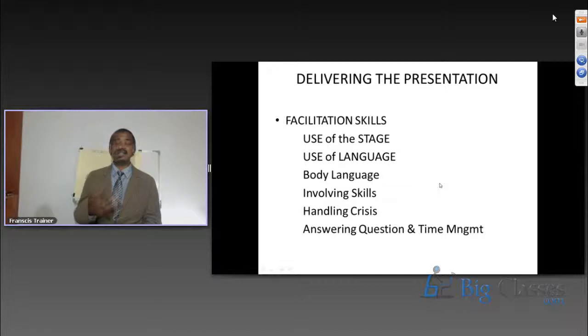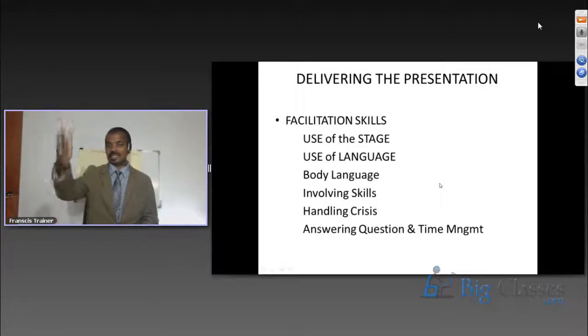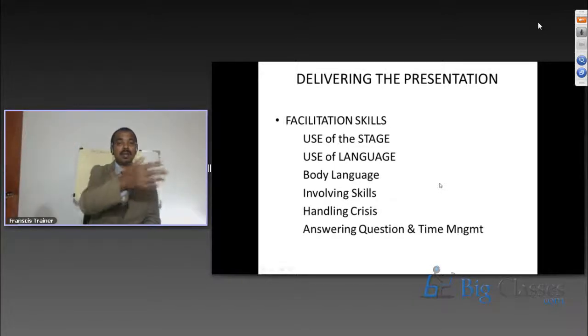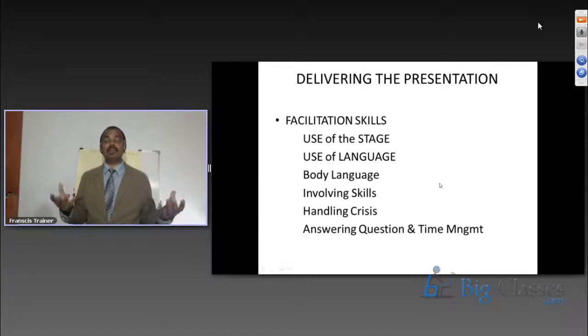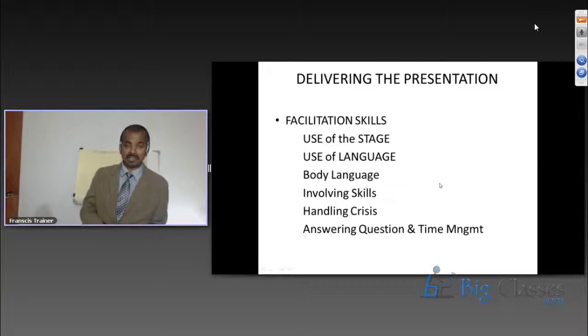Involving skills: ask questions, get them involved. It will help them to be awake. The other person will feel, oh, he is asking questions to them, he may ask the question to me, so the person will be awake and alert. That's what you need. Then I talked about handling crisis.